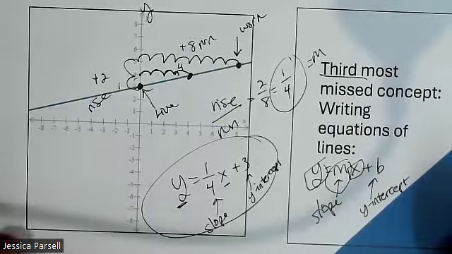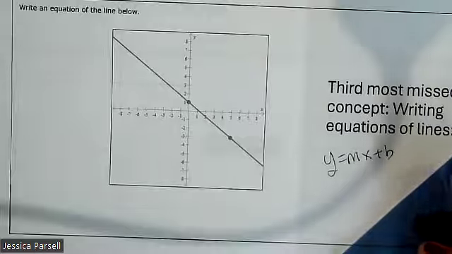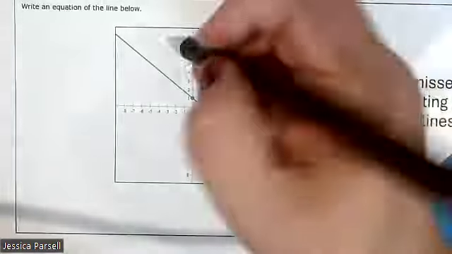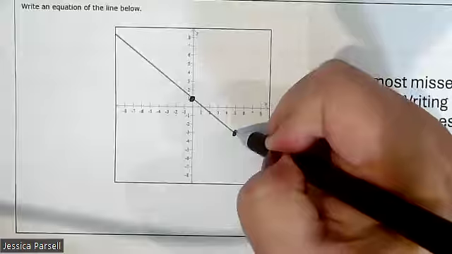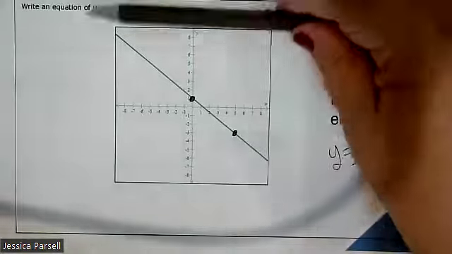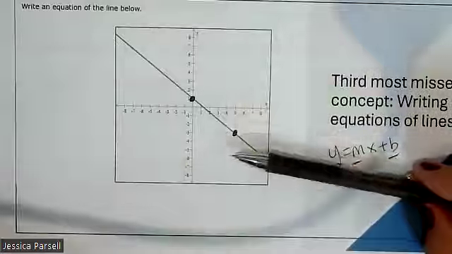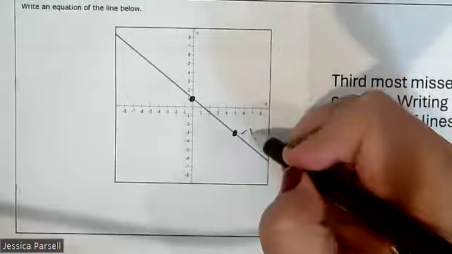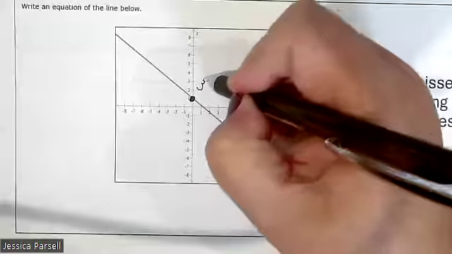Let's try another one. Write the equation of the line below. Okay, so I'm going to highlight my 2 dots. So I need slope and where it crosses the y-axis. So I'm going to go from the top to the bottom. The lowest dot is this here, so this is where I live, and this is where I go to work.